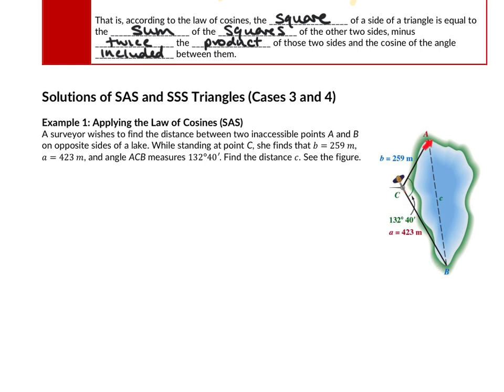Angle ACB, so the angle she's standing at, is 132 degrees 40 minutes. Find the distance c. So we want to know the distance across here. We were given information of a side, an included angle, and a side, which tells us we're going to end up using the law of cosines.